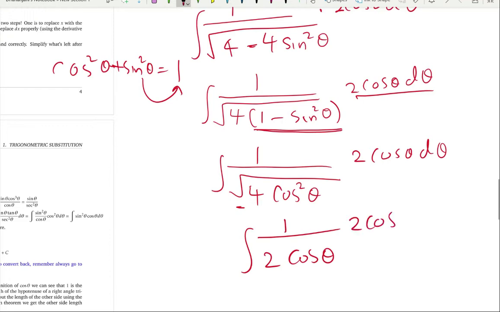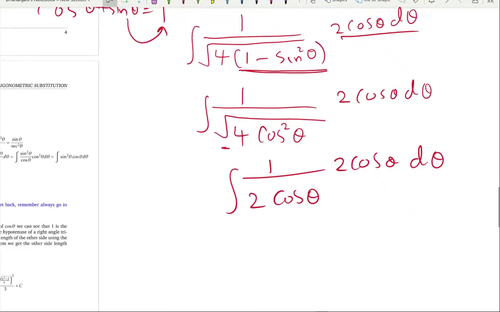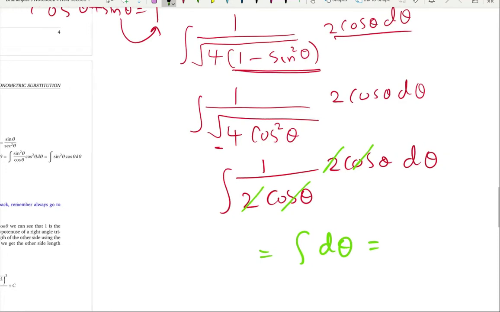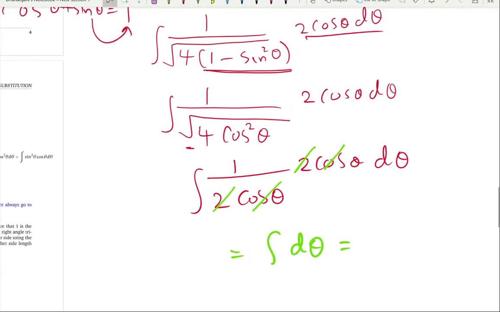Now once you get rid of the square root, simplify your integral as much as possible. That means you might be able to cancel certain terms. Of course, yes, here 2 cosine theta cancel out. So what's left? 1 times d theta, just d theta. Now integrate. If you integrate 1 with respect to d theta, you get theta plus arbitrary constant c, right?